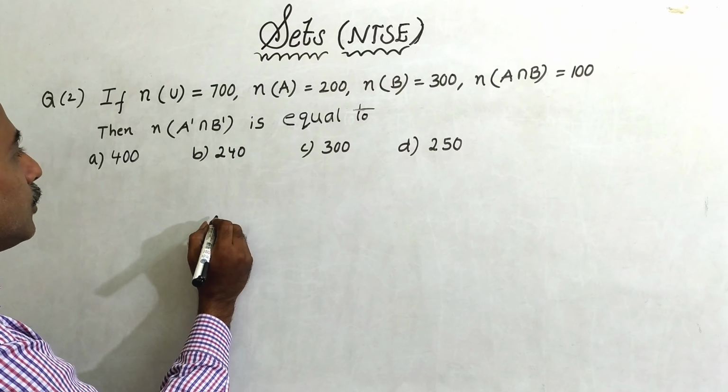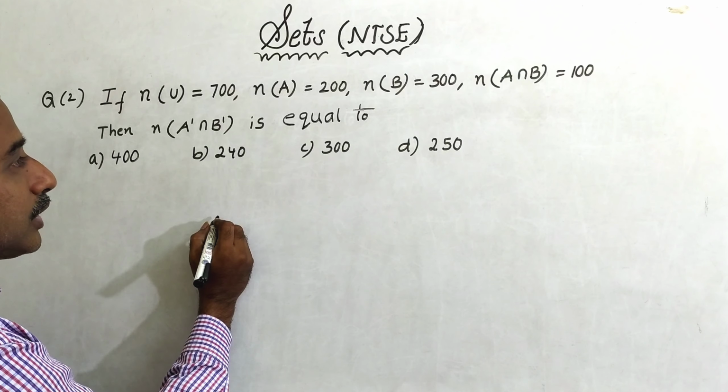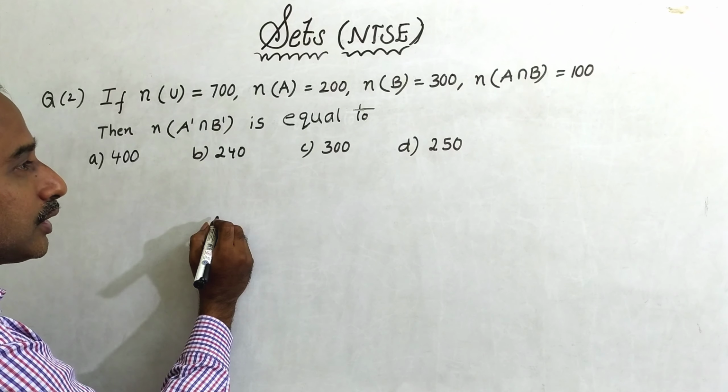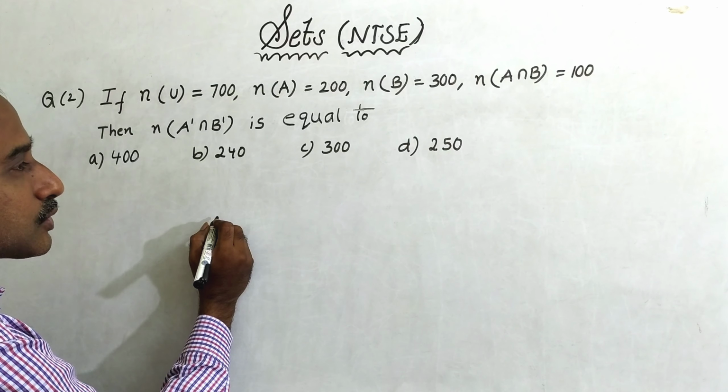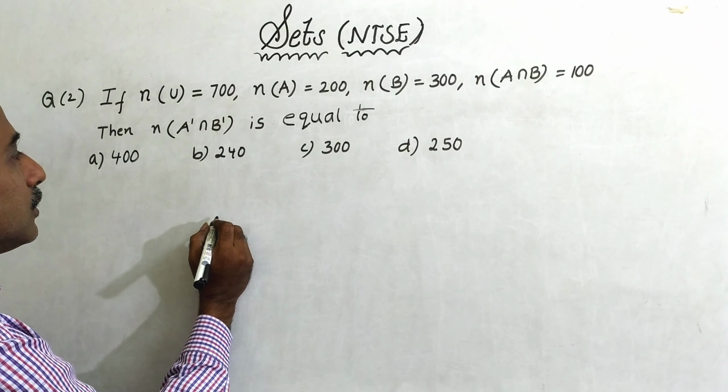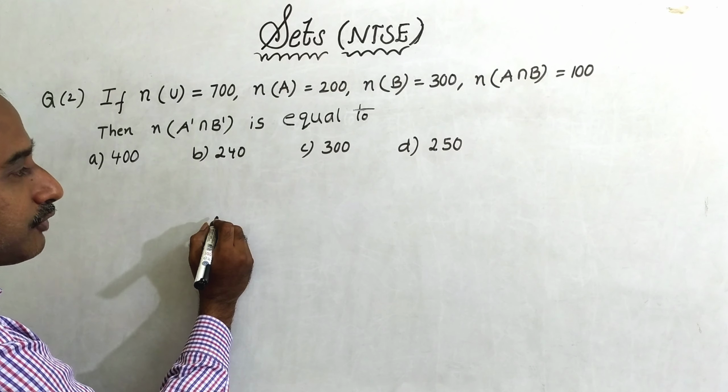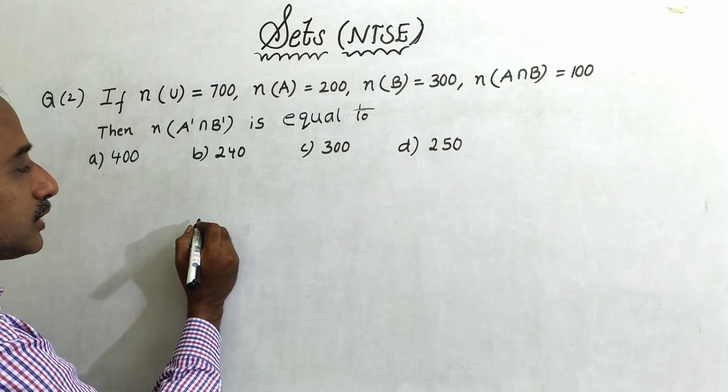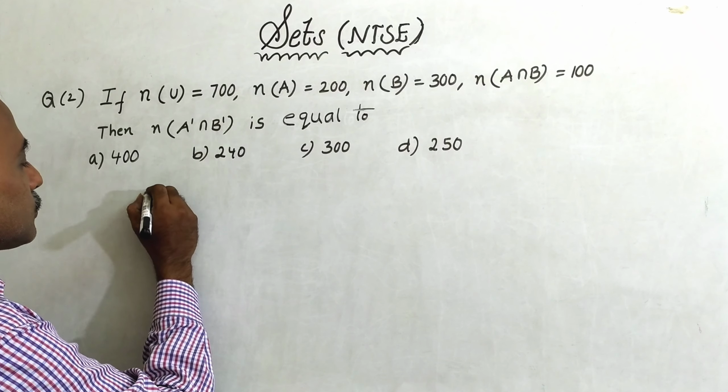Question number 2. If n(U) is equal to 700, n(A) is equal to 200, n(B) is equal to 300, n(A intersection B) is equal to 100, then n(A dash intersection B dash) is equal to... they are given 4 options. Which one we can check? Solution. Come to the solution.